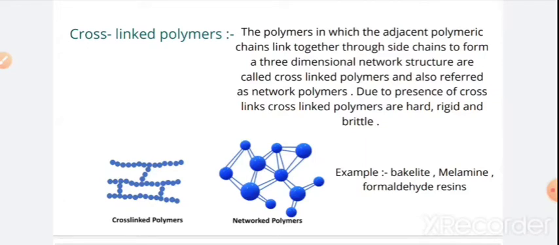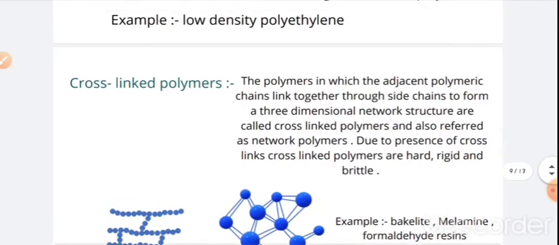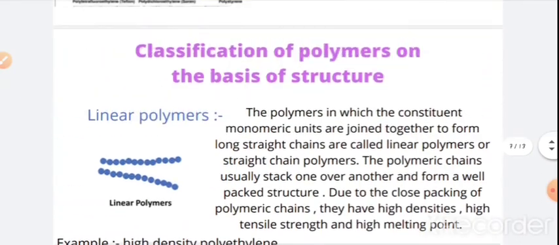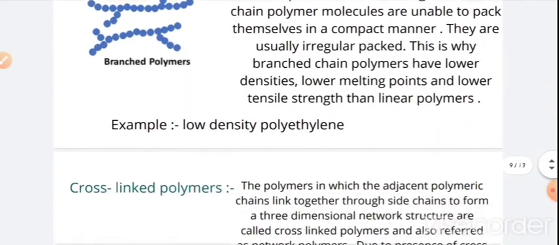Right? So here in this diagram you can see the crossing is occurring between the primary and secondary chain, and here is a 3-degree or 3D diagram of the cross-linked polymer is given. The example of cross-linked polymer are bakelite, melamine, formaldehyde resins. You can learn many examples are given in the reference book. You can learn that from there. Okay. Do you get about the classification of polymers on the basis of their structure? Now we are moving next.